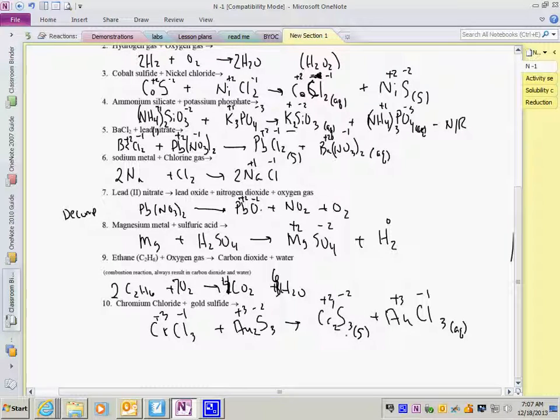Balancing here should work out relatively easily. 3 chlorides, 1 gold, and so I need 2 golds over here, 2 golds, 6 chlorides, so put a 2 here, 2 chromiums, and 2 chromiums, and we are done.